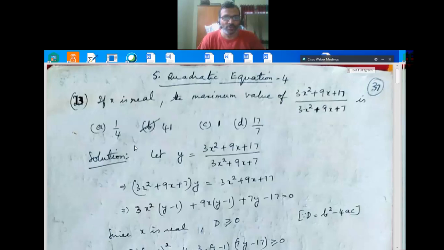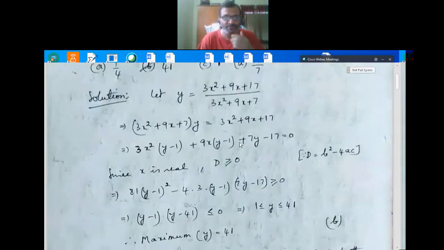So the 23rd question: if x is real, the maximum value of (3x squared plus 9x plus 17) by (3x squared plus 9x plus 7) is: first option 1 by 4, second option 41, third option 1, fourth option 17 by 7. So y equals (3x squared plus 9x plus 17) by (3x squared plus 9x plus 7).